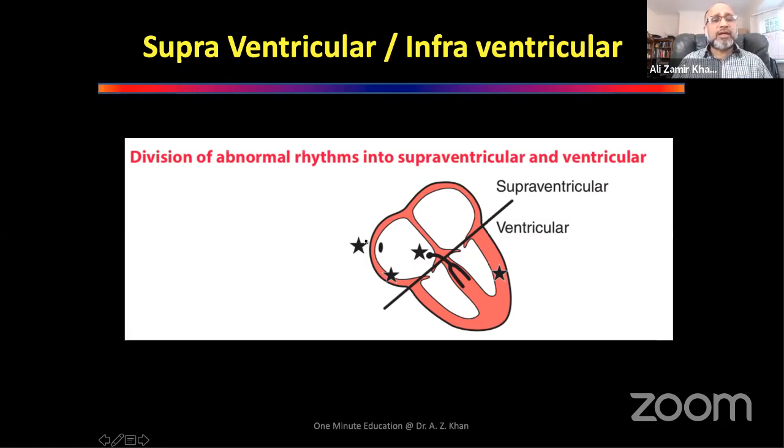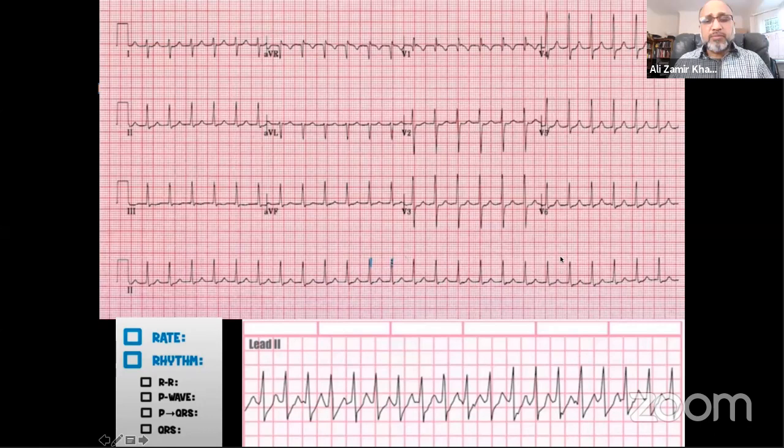Yesterday we said if there is a problem, it can be supraventricular or infraventricular. Supraventricular means the focus is somewhere else in the atrium, okay? So a focus above the ventricle causes supraventricular problems. A focus below causes ventricular problems, okay? So this is a rhythm chart.